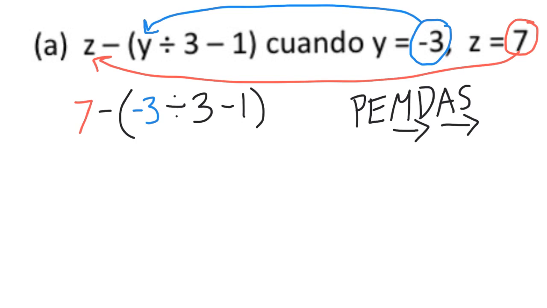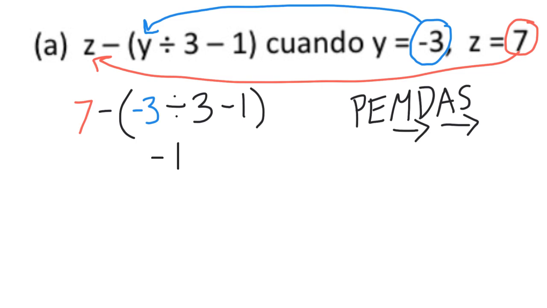So start with P for parentheses. We have a group of parentheses here. So we're starting with these operations first, before the minus. So first comes one of these, division or subtraction. Division comes before subtraction. So division first. -3 divided by 3. -1.